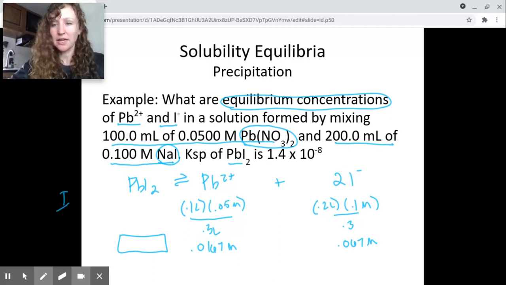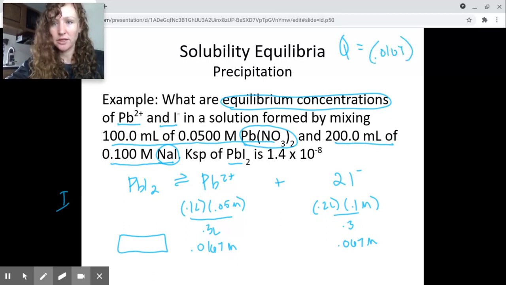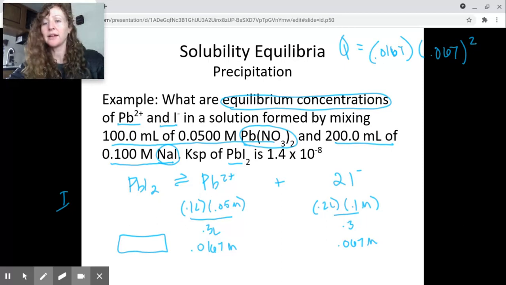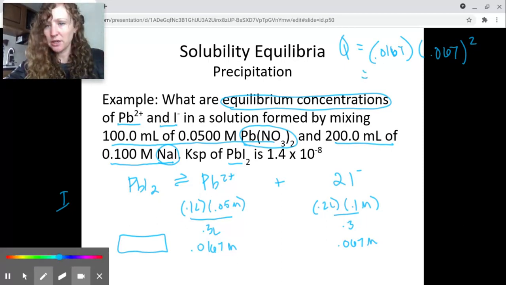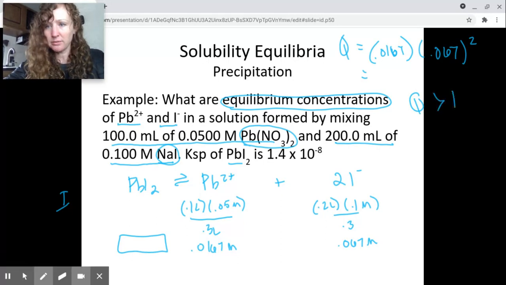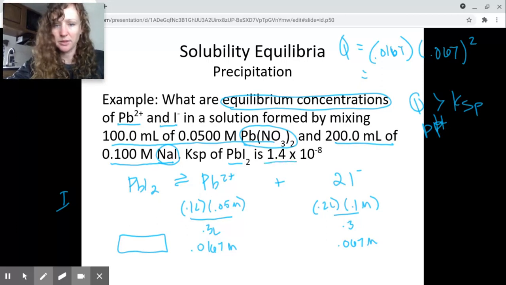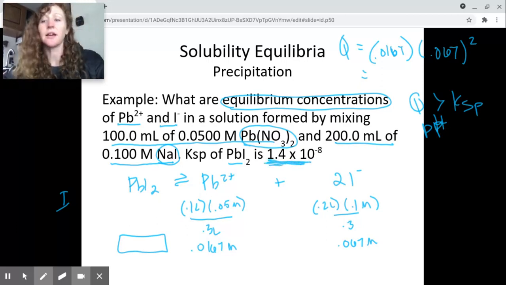ions. If I take 0.0167 times 0.067, I've got to remember to square that. I get my Q, and at this point in time, my Q is greater than my KSP. So I'm going to precipitate this. This is going to precipitate out because here's my KSP. Okay, I know I'm going to precipitate this out.